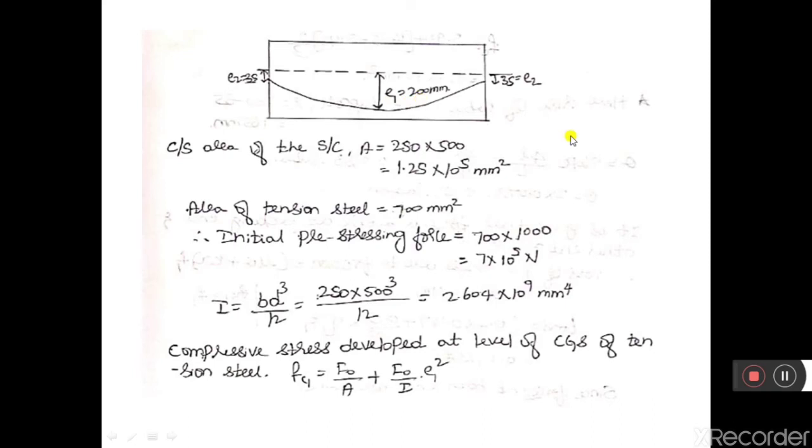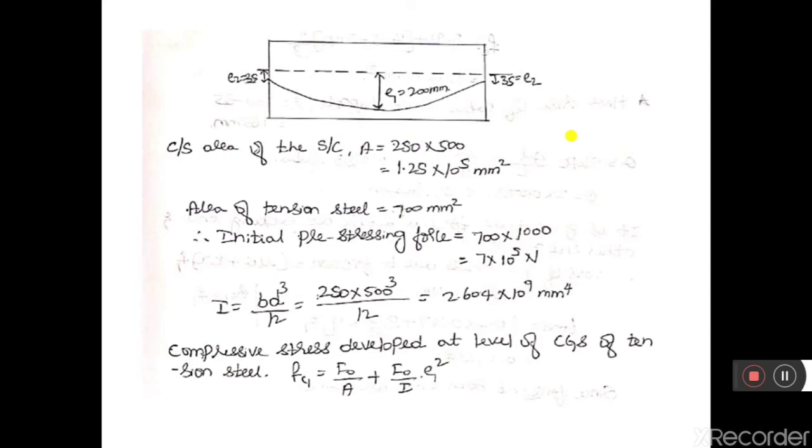For this we need to calculate the loss due to friction, then the loss due to anchorage slip, loss due to elastic shortening, loss due to creep of concrete, loss due to shrinkage, and loss due to relaxation of steel. We know the formulas for all the losses. So what data is required to substitute in the formulas?